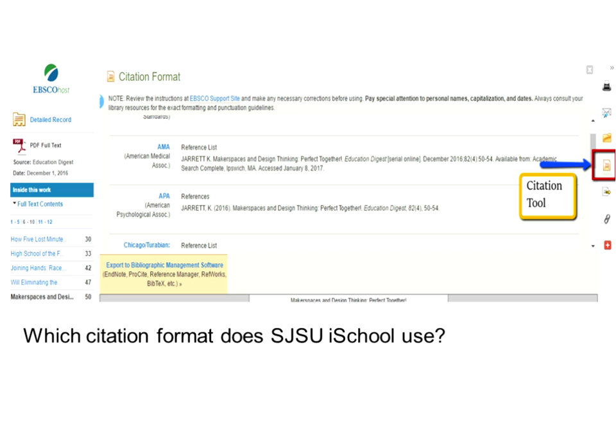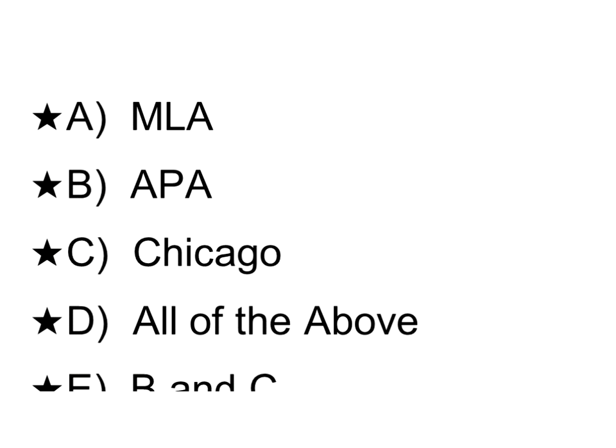So which citation format does SJSU iSchool use? And this might seem like a no-brainer. So I have MLA, APA, Chicago, all of the above, or B and C. Sorry, that last one got cut off. Okay, we have B, B, B, B, B. Okay. Yes, you're technically correct, but not entirely.